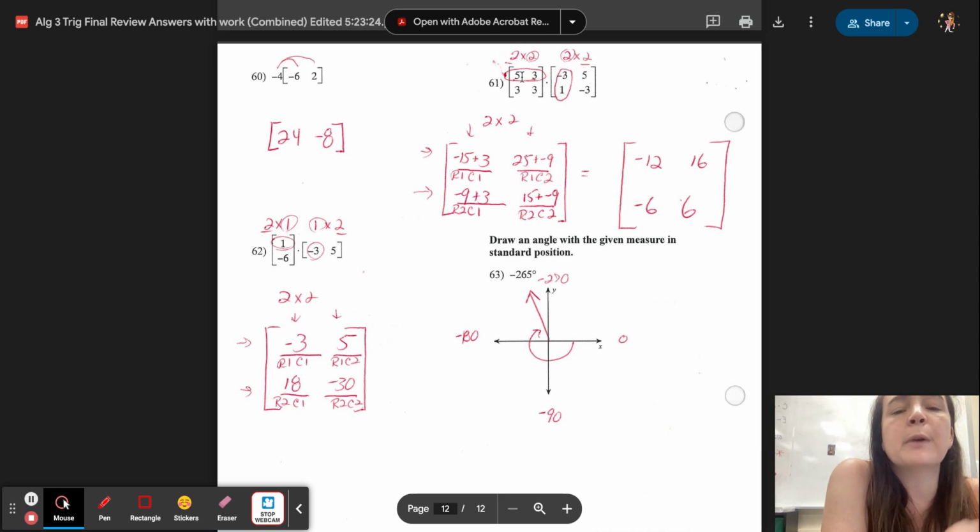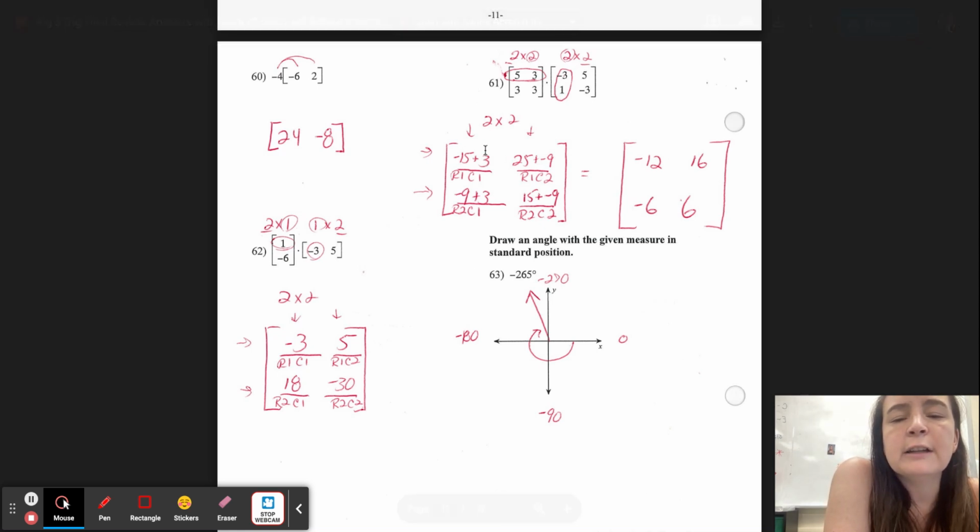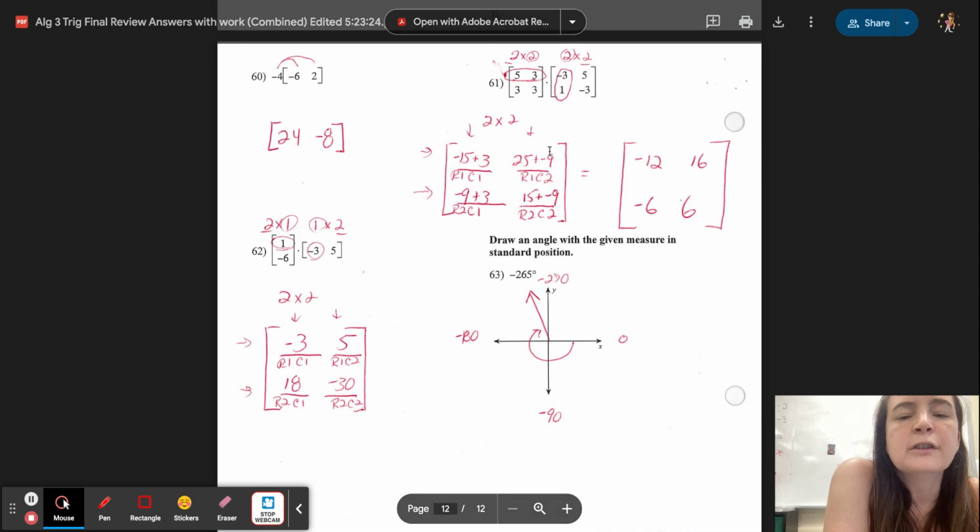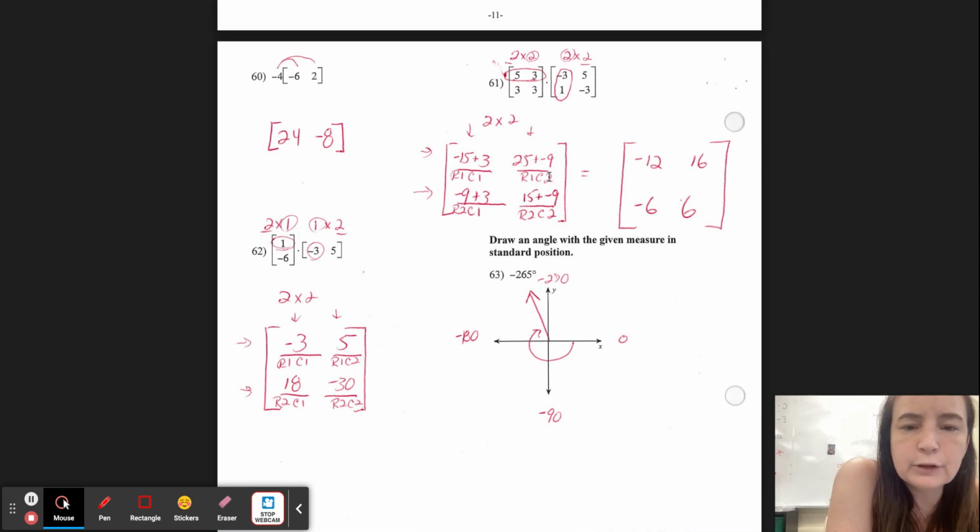Then what we're going to do is we're going to match up the numbers and multiply. So I'm going to do 5 times negative 3. That's where I get the negative 15. I'm going to do 3 times 1. That's where I get the 3. Any calculations that I get, then I add them together. So that's how I got negative 12. I'm going to do this for every position. So then I have row 1, column 2.